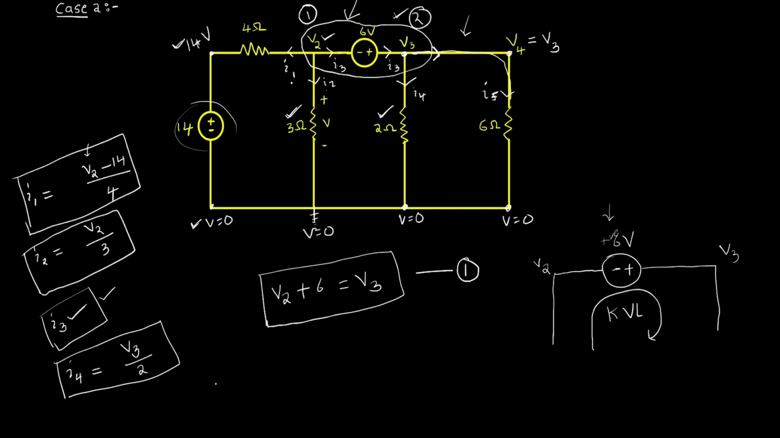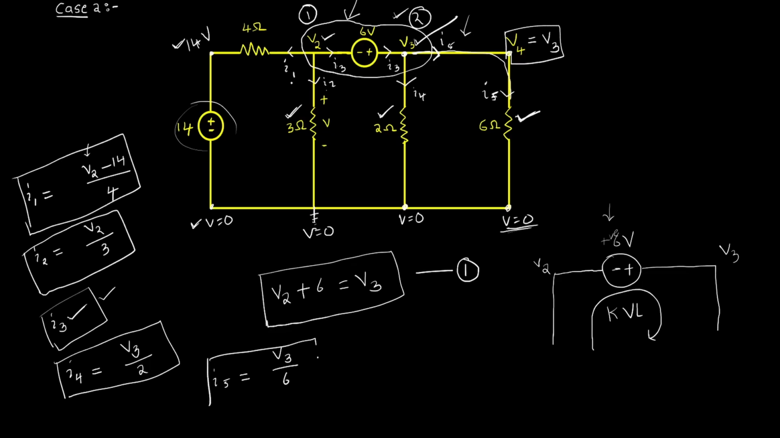This is I4. And finally for I5, here the current I5 is starting from the potential V3 and it is passing through the 6 ohm resistor here. As this voltage and this voltage are same, so it passes through the 6 ohm resistor and is being terminated at V equals to 0. So we can rewrite I5 as V3 minus 0 divided by 6.